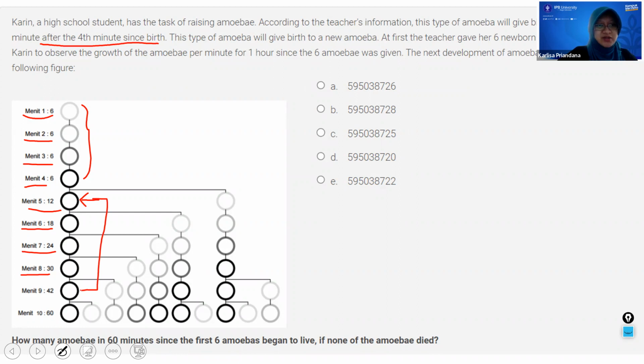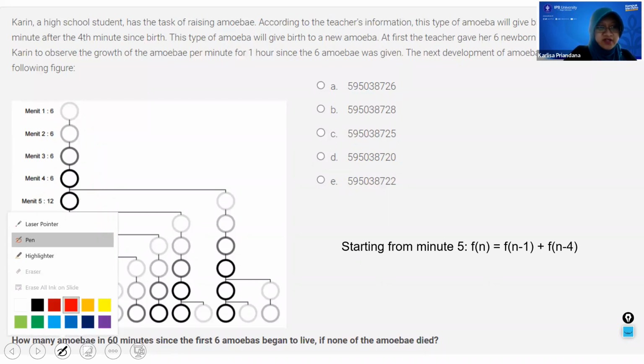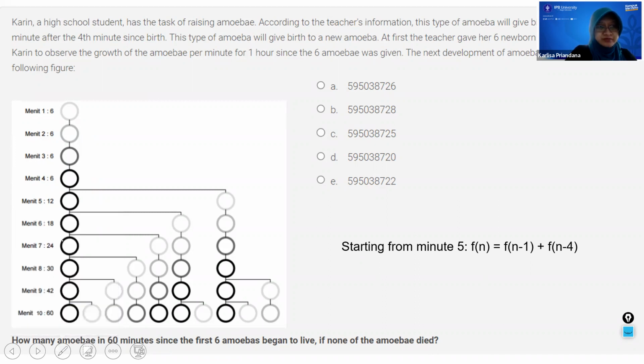Okay. So you can see that the basic structure of this problem is that from minute 5, the function is fn minus 1 plus fn minus 4, right? So let me erase this once again. So you can see here the pattern of this is actually starting from minute 5.